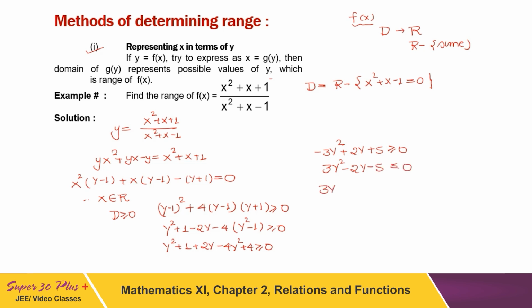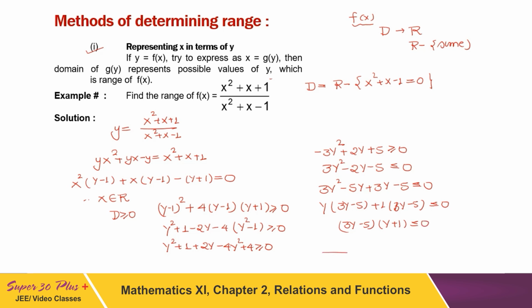Factorize it. 3y squared minus 5y plus 3y minus 5 less than or equal to 0. Here y is common, and 3y minus 5 is common. The common factor is 3y minus 5, so (3y minus 5)(y plus 1) is less than or equal to 0.